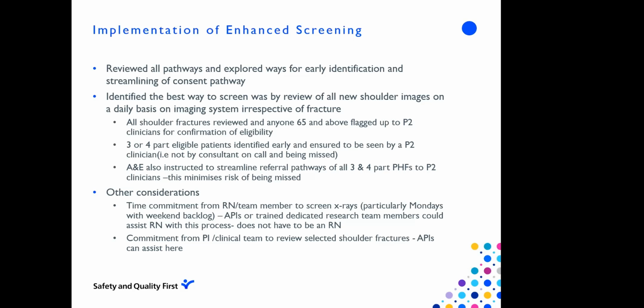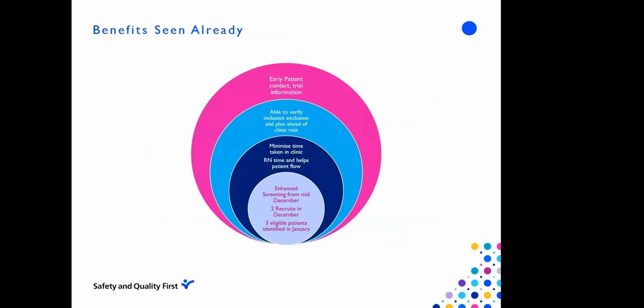Next slide, please, Dan. So the benefits are that we're seeing early patient contact and trial information is being passed on to them. Like I've said, we're able to see patients typically within a 12-hour period of them coming in. We're able to capture all of the patients coming in, whether they are eligible or not, when we do the screening process. But the whole point of the system is that we're able to identify them at such an early point. We're then able to verify inclusion and exclusion and plan ahead of that clinical visit.